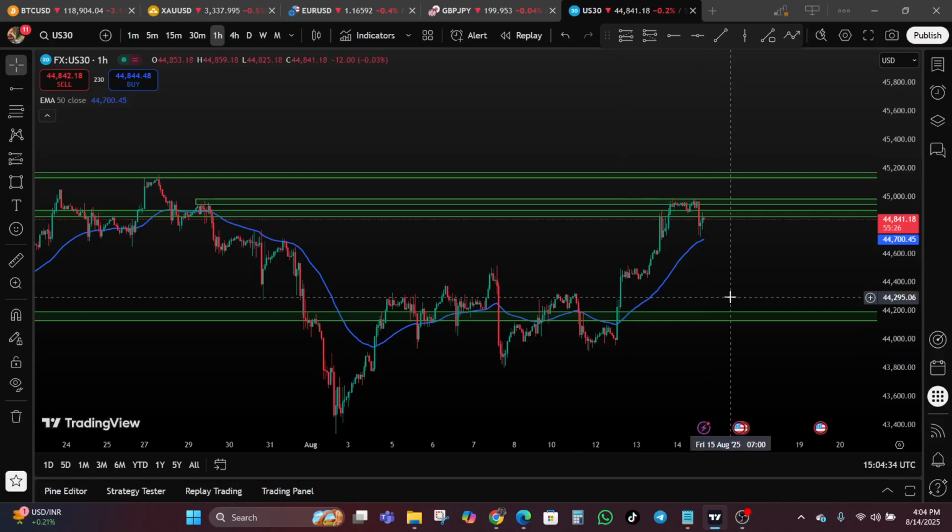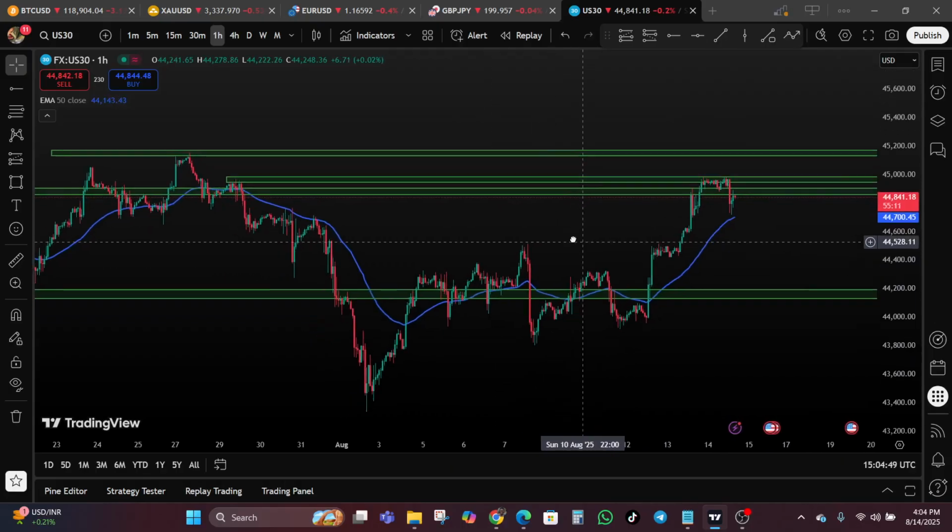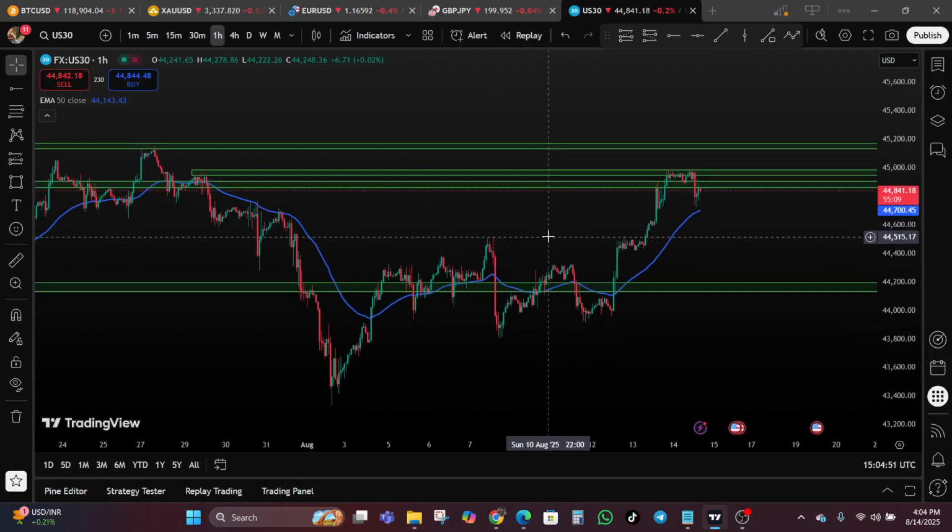A valid scalping setup often appears when price sweeps liquidity above or below a key level and then quickly reverses. So you have to wait for a clear rejection candle or a decisive break of structure before entering. Once your setup forms, you just enter with precision.